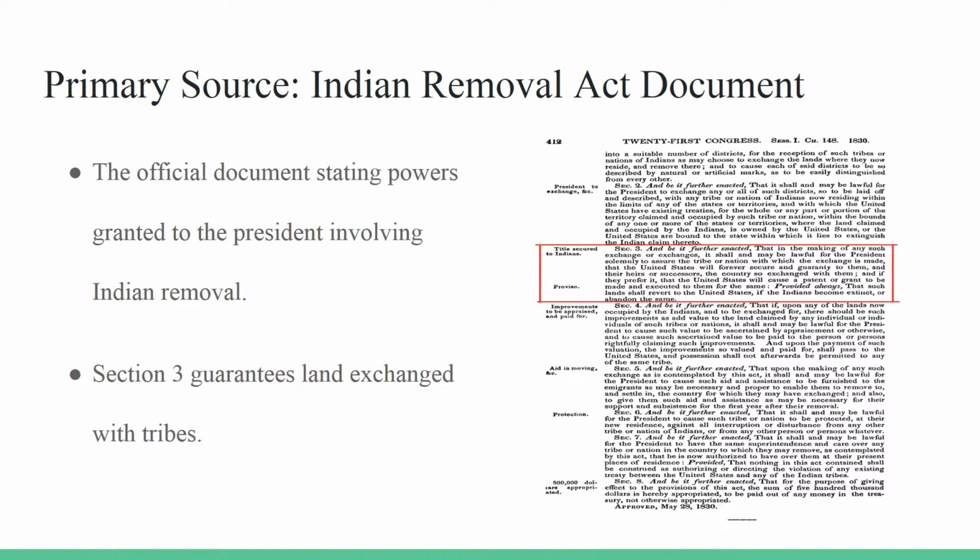It's clear that in the future this is a promise that would not be kept, and nowhere in the document does it give the President the right to forcibly move Native Americans to new lands. To the right is a page of the original document, with Section 3 highlighted in red.